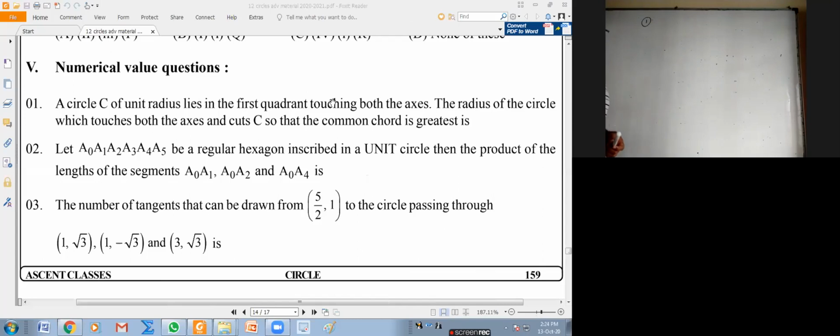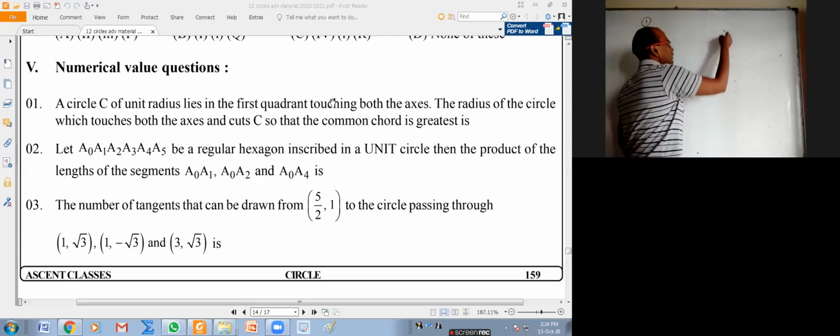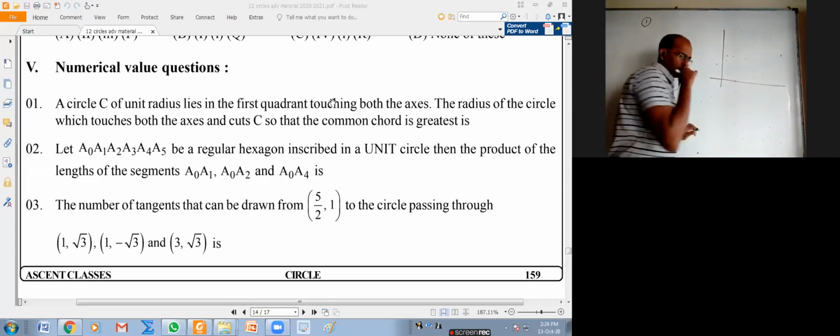First question: a circle C of unit radius lies in the first quadrant, touching both axes. Find the radius of a circle which touches both axes and cuts the first circle so that the common chord is greatest. Oh, just yesterday we did something related to that. One circle's radius is fixed. They want the other circle. That's all.